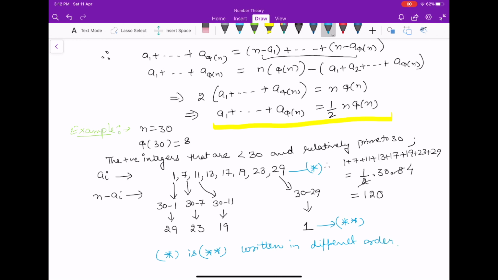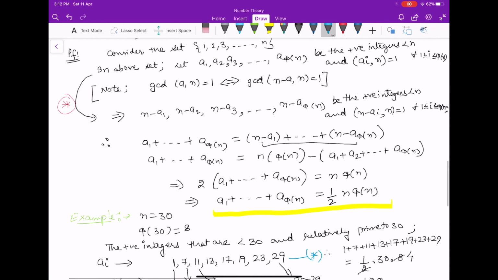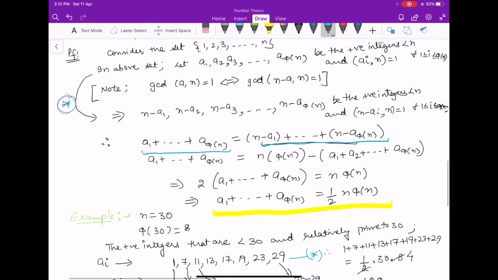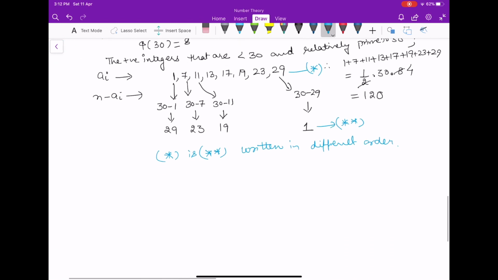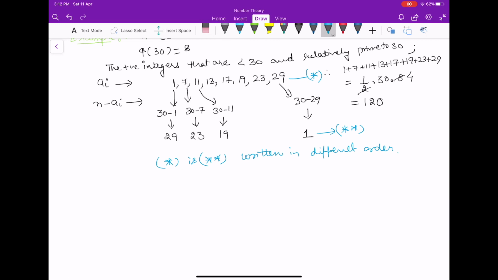So that is why we have used this fact here when I've written this star, that if I sum this quantity or if I sum this quantity, they are both exactly the same. And you can see this fact easily by this property, that the GCD of a comma n is equal to 1. So the GCD of n comma a with n is equal to 1. So that proves this theorem also.